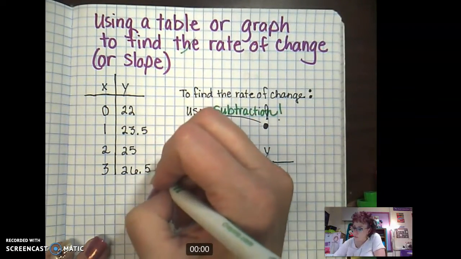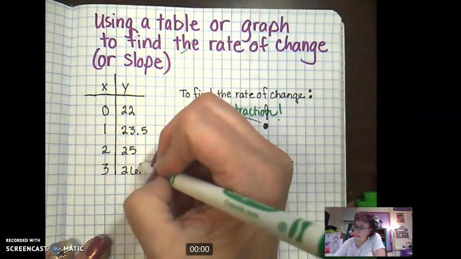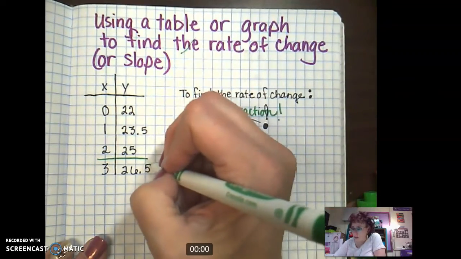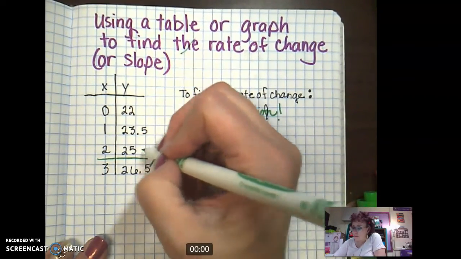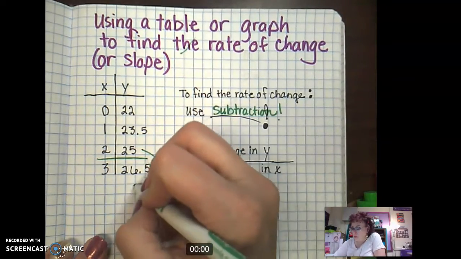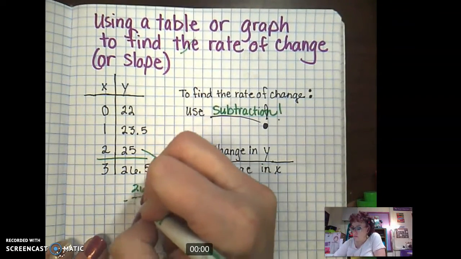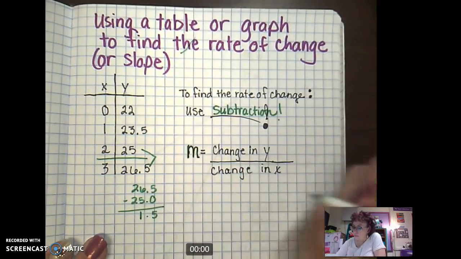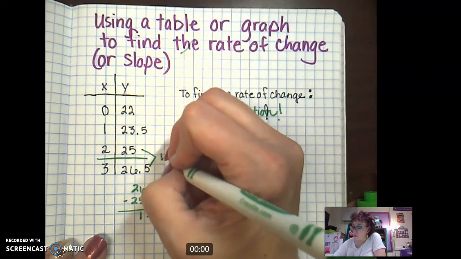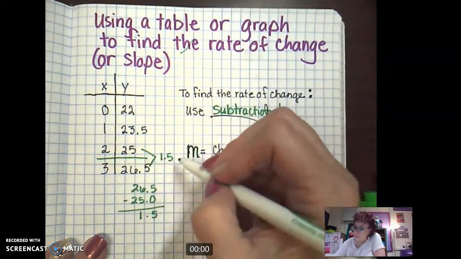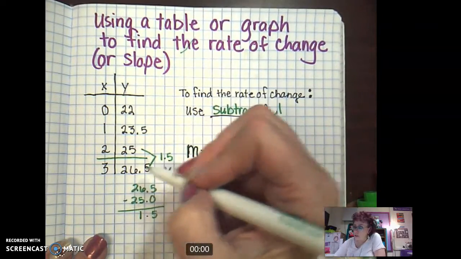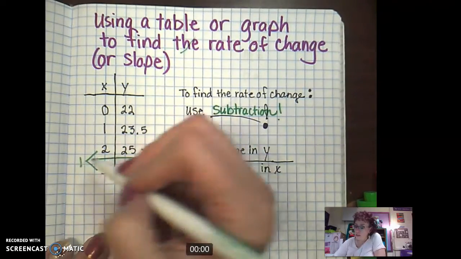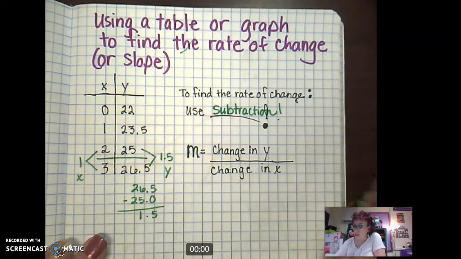So first thing I'm going to do, I'm going to look at my largest value here. So I've got 26.5. What's the difference between 26.5 and 25? I'm just using subtraction. I want to find the difference between those two numbers. 1.5. Okay, so the difference is 1.5. That's the change in the y values. This is 3 minus 2, and that equals 1. So that's the change in the x values.